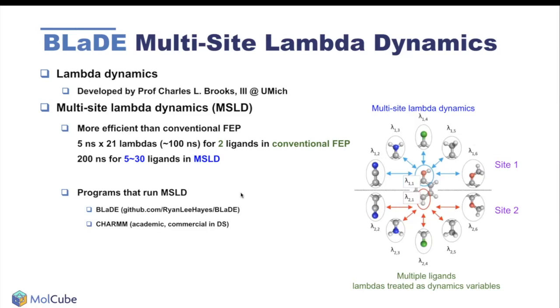Nowadays, only 2 programs can run MSLD simulation. One is the standalone Blade program, which is an open source code developed by Ryan Hayes, who is now a professor at UCI. The other is CHARMM code, which is only available to academia and in the commercial package Discover Studio. In our AFES module, we use the Blade program as a target MSLD engine and prepare necessary input files for it.